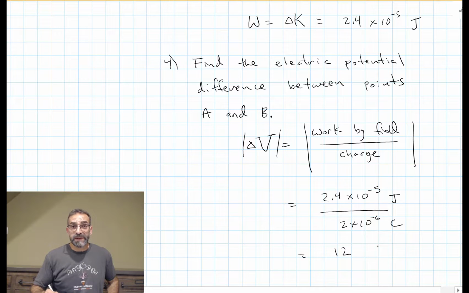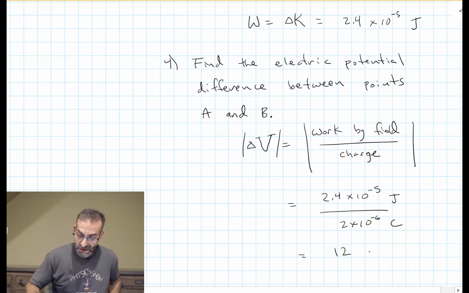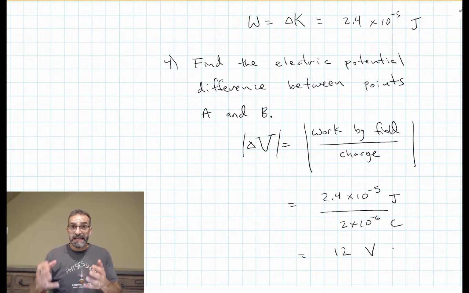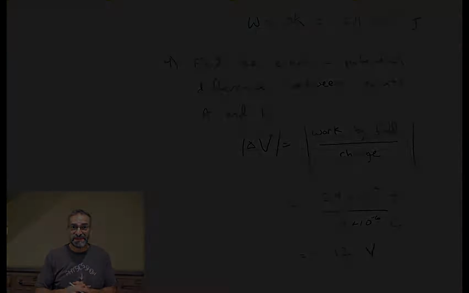That's 12, and the units for electric potential are volts, capital V for volts. So the magnitude of my electric potential difference is 12 volts. One of the points, A or B, is higher by 12 volts than the other point. Now let's figure out which one is at higher potential.